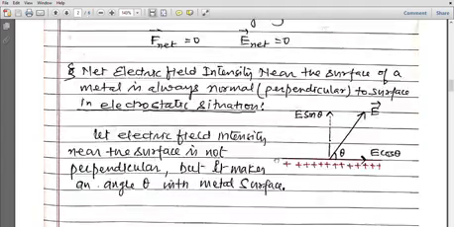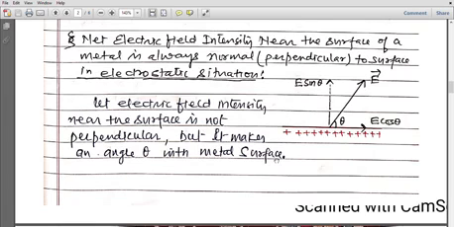Next, one important phenomenon: what is the direction of the electric field near the surface of a metal? It must be clear to you that the electric field lines, or the direction of the electric field intensity, are always perpendicular, or normal, to the surface. If this is the metal surface, the electric field must be perpendicular. So how can we verify it? Let us suppose that it is not perpendicular.